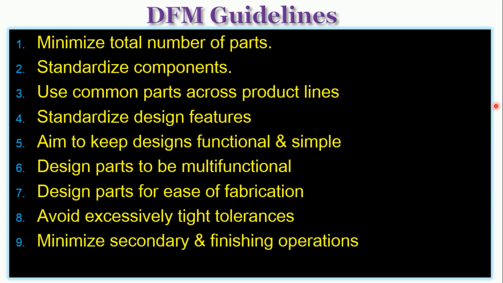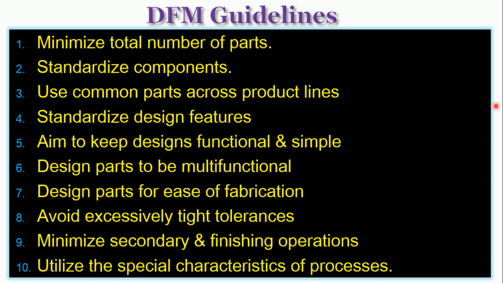And minimize secondary and finishing operations. If you can produce a component in a single manufacturing process, you can reduce the secondary and finishing operations. And the last is to utilize the special characteristics of the process. These are the general guidelines of DFM. If we follow these guidelines, then we achieve DFM applications.